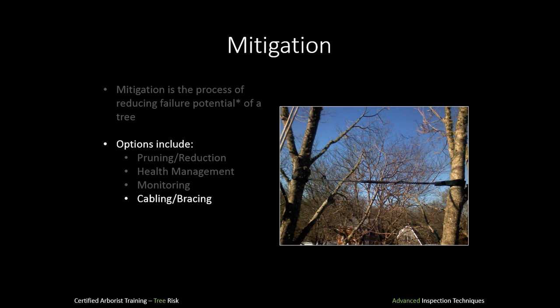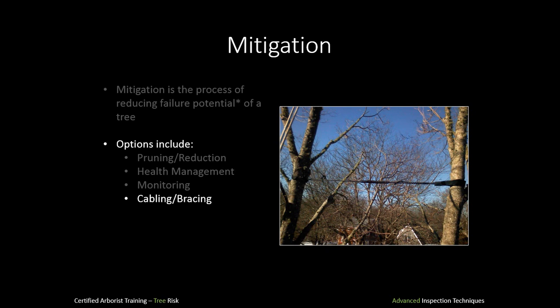We're not going to talk a lot about this in the class, but if you have codominant limbs that are moving around and you're worried they're going to split at the branch union with the included bark, you can actually tie them together. These things have slings that kind of open up on their own, so they won't constrict the branch, but you have to keep adjusting them.